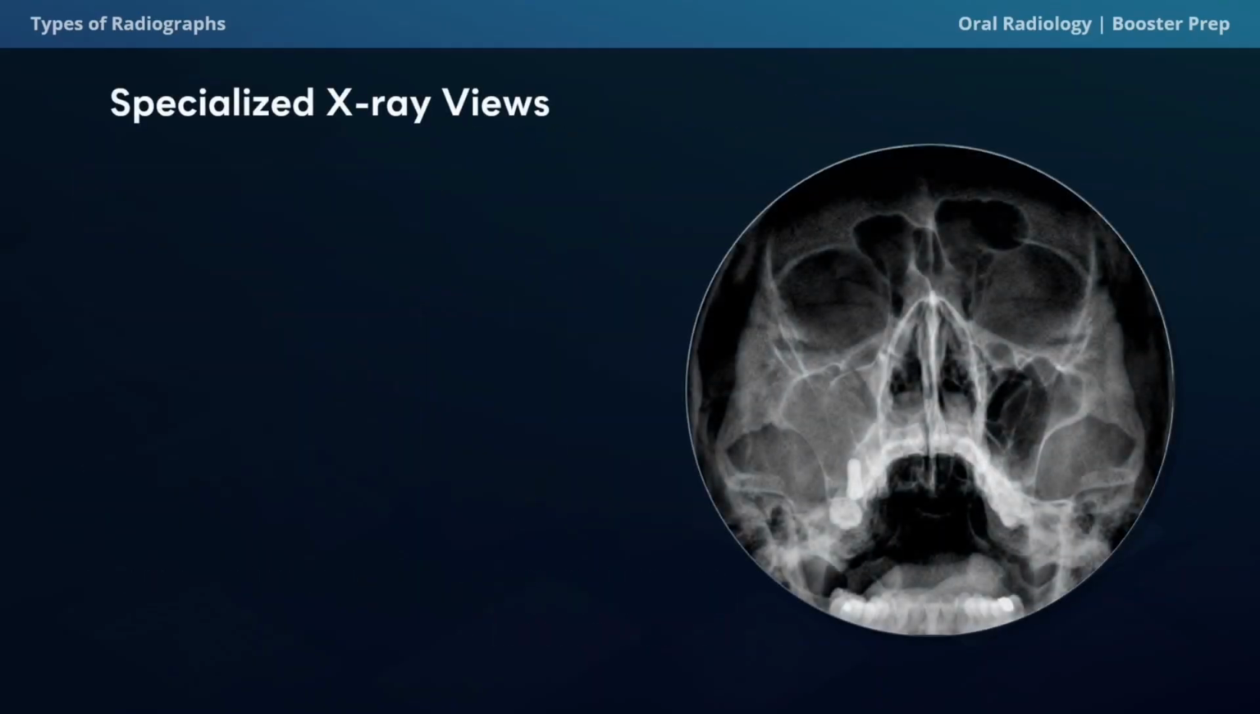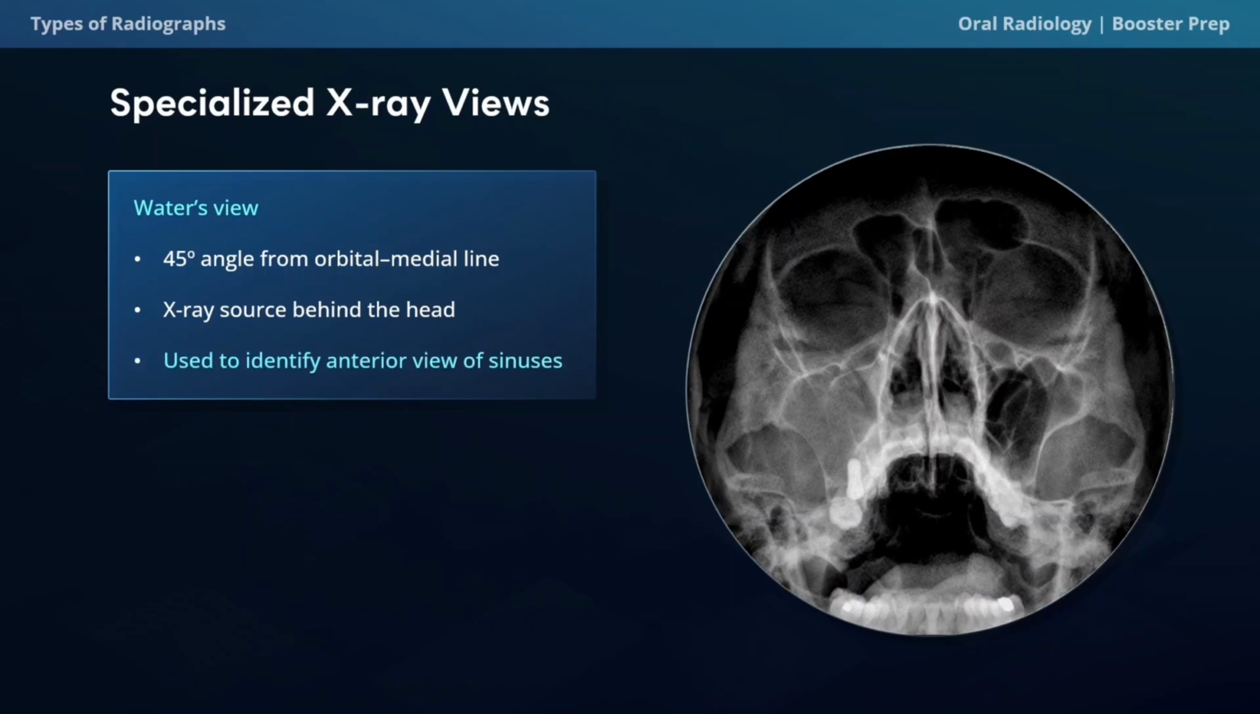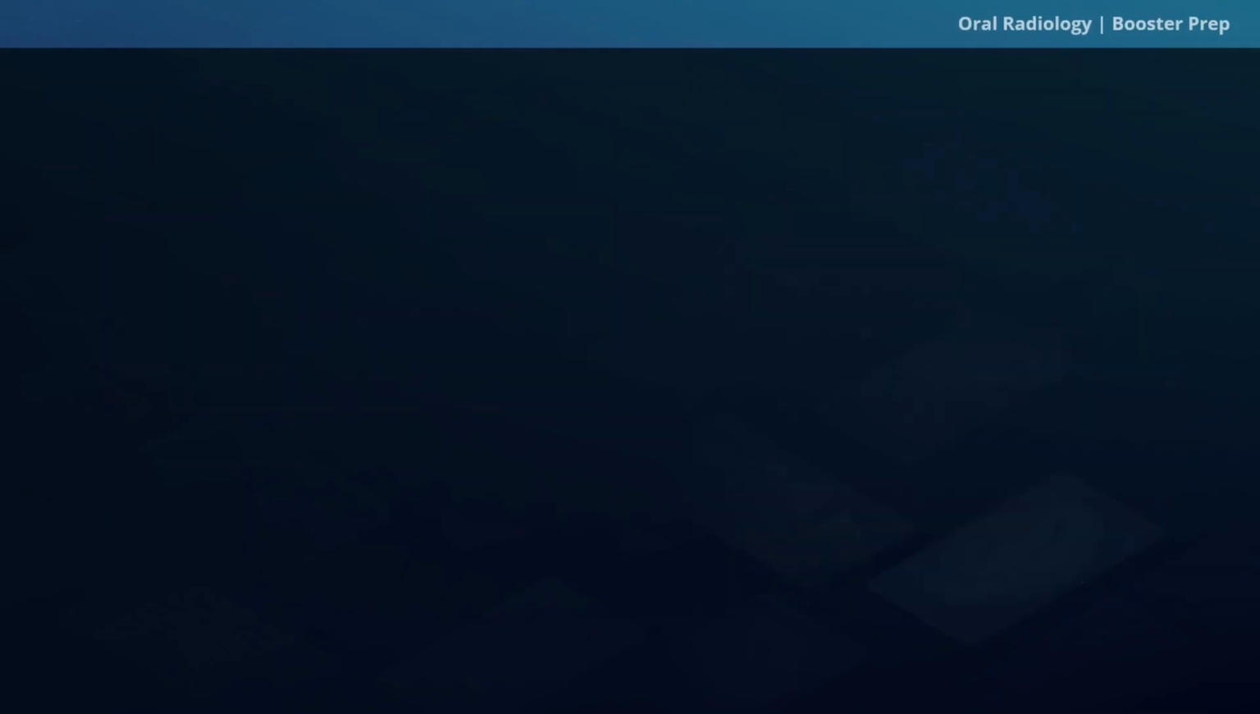There are also specialized x-ray views like the Waters view, and in this one, the x-ray source is placed behind the patient's head and is angled at about 45 degrees to the line that runs from the orbit to the midline. And this angle in particular gives us a clear view of the anterior sinuses.